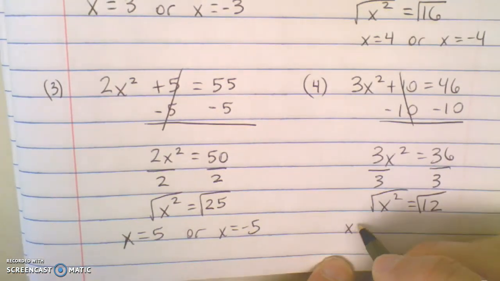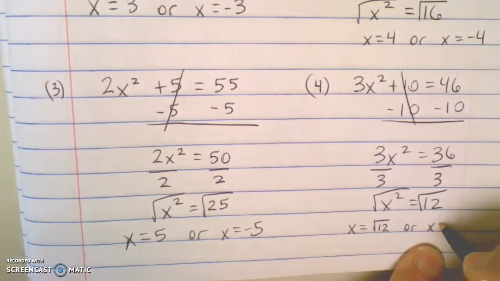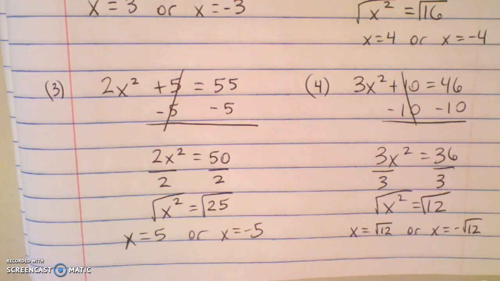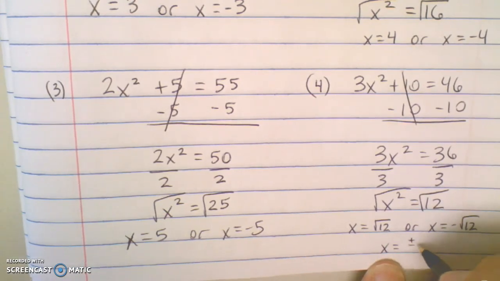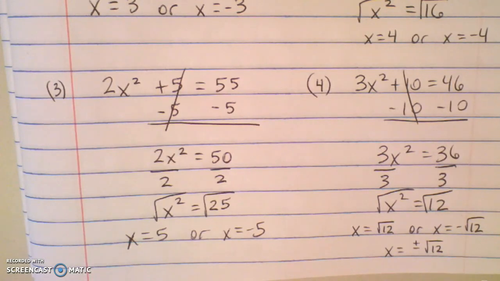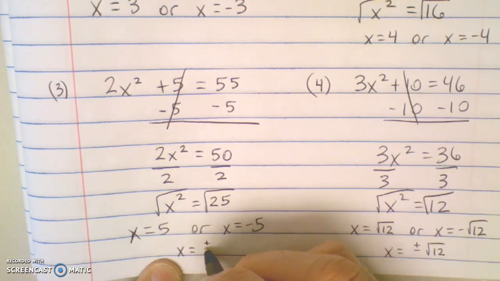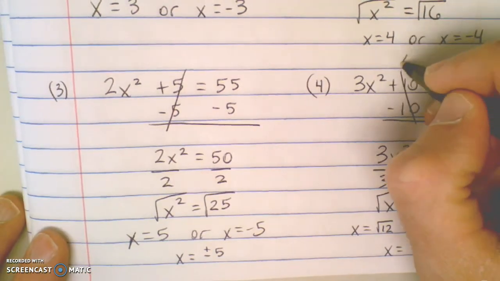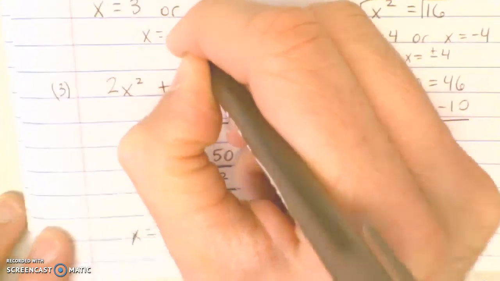you say x equals the positive version of root 12, or x equals the negative version of root 12. And another way that mathematicians write this is they'll say x equals plus or minus the square root of 12. You could also use that for your other answers. For here, you could combine this and say x equals plus or minus 5, x equals plus or minus 4, x equals plus or minus 3.